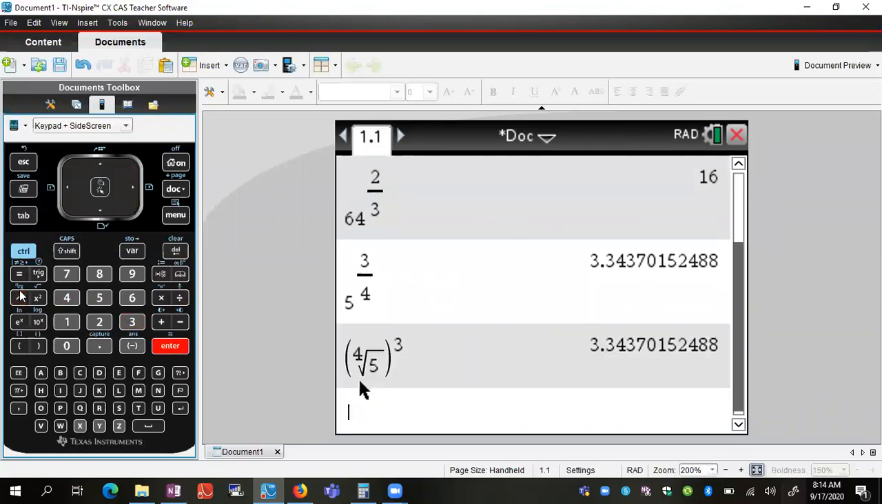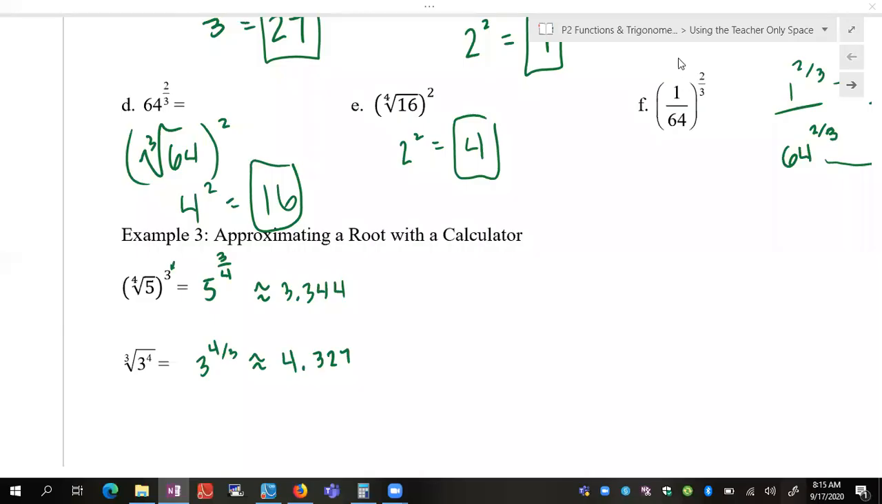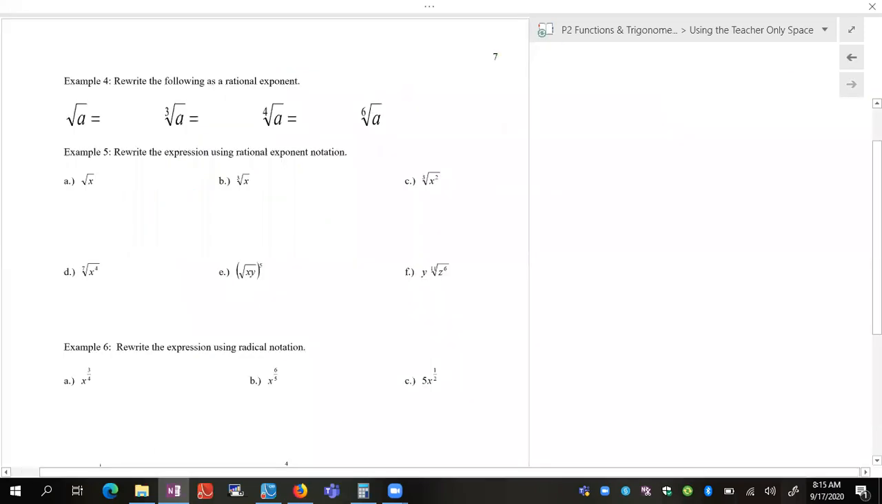So knowing how to switch back and forth will be beneficial. It'll save us some time as well for these questions. All right, so why don't you go ahead and see if you could do the next one, and then I'm going to switch to the next page. All right, so here are the answers I got by typing these into the calculator. So on the next page, we're going to practice this a little bit more with variables.